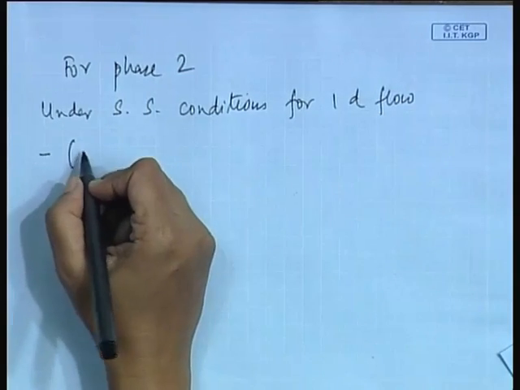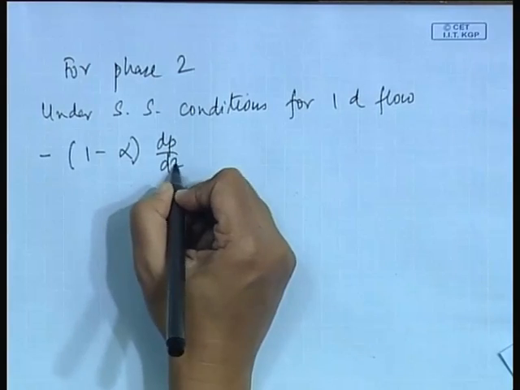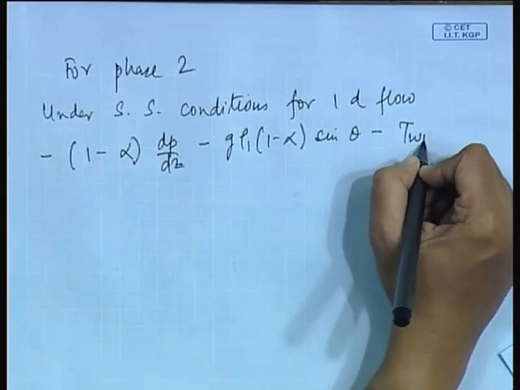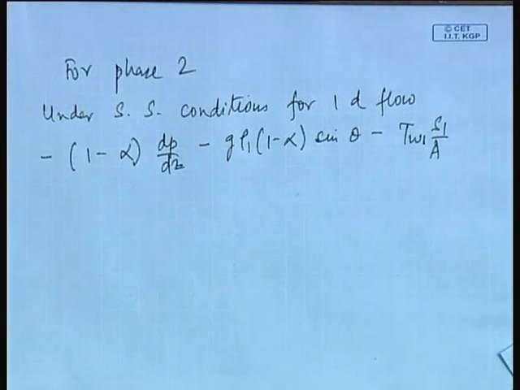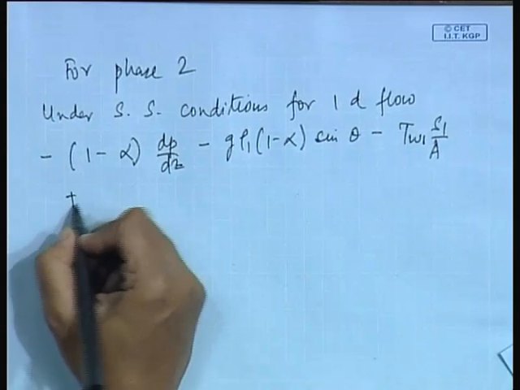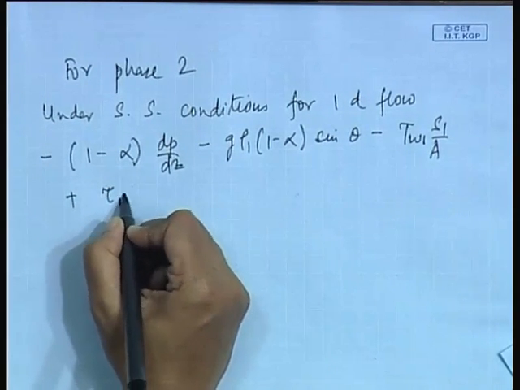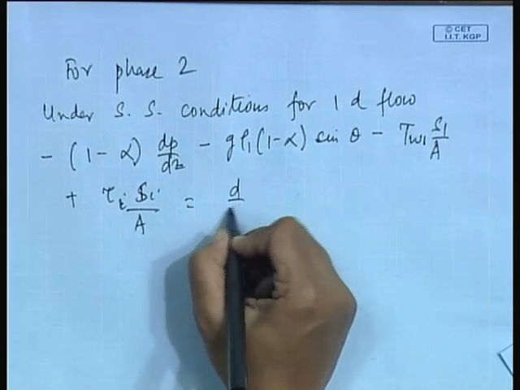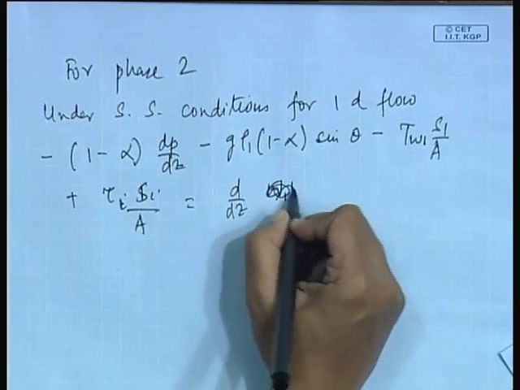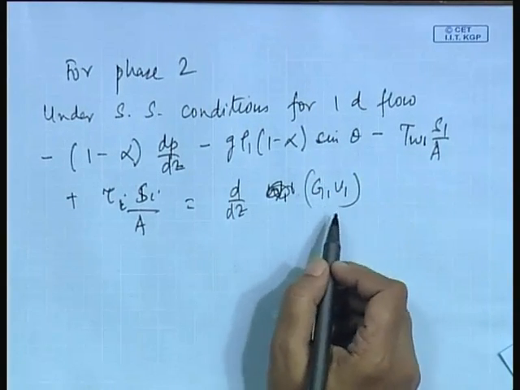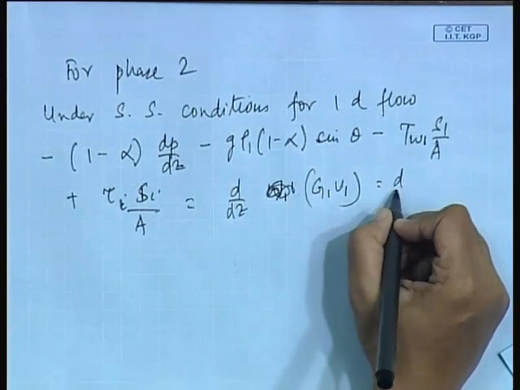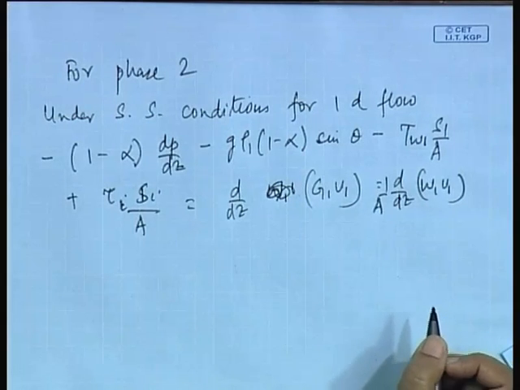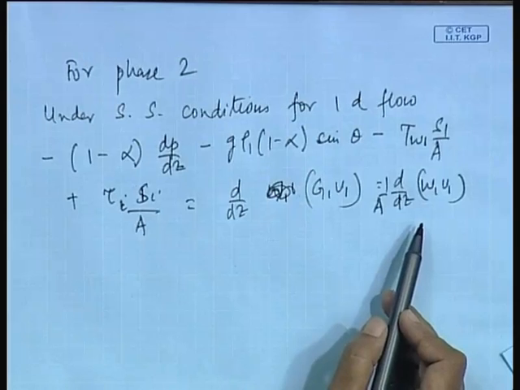So in steady state and one dimensional conditions for one dimensional flow, this becomes minus (1 minus alpha) dp/dz minus g rho 1 (1 minus alpha) sin theta minus tau w1 s1 by a plus tau i s i by a, and this is equal to d/dz of w1 u1 by a, or rather in whatever form you can write it, d/dz of w1 u1 into 1 by a, if we consider a to be constant. Okay. So this is steady state conditions, one dimensional flow for phase 1.